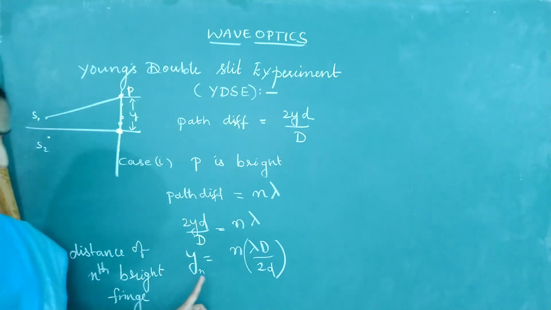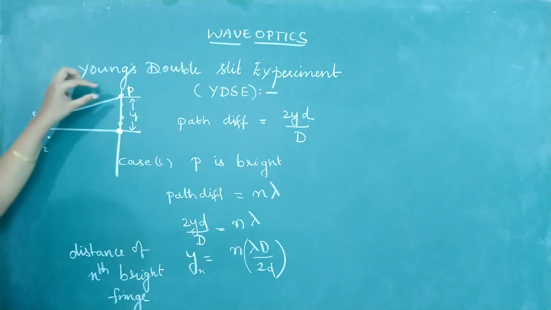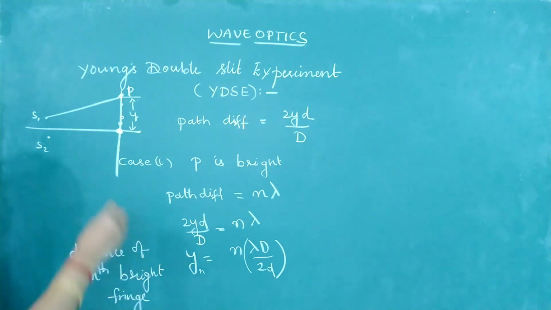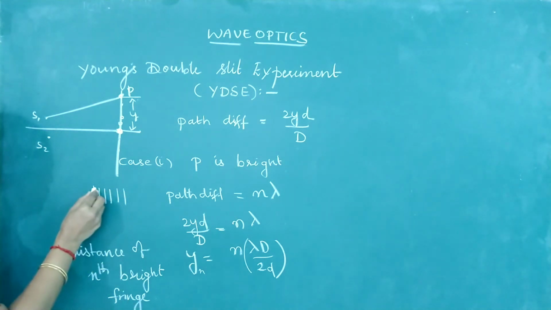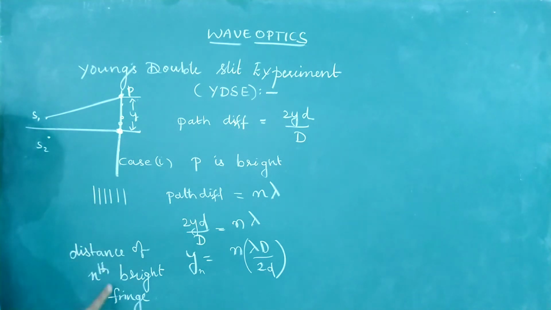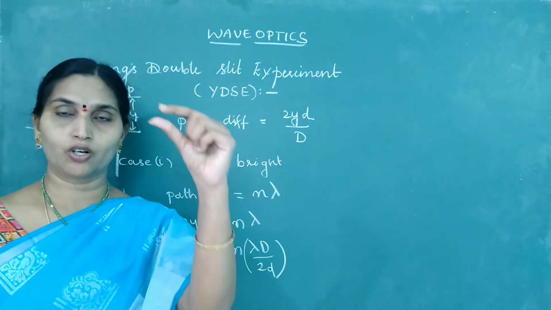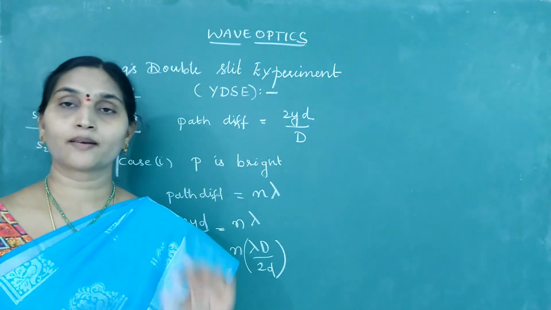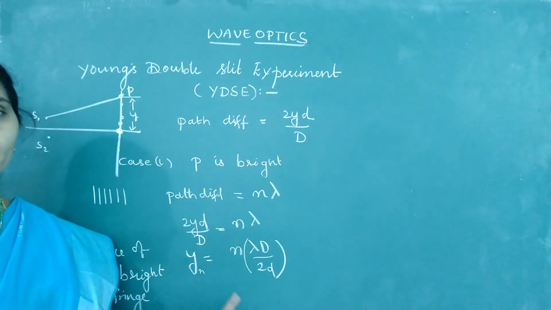And once you know the distance of nth bright fringe, you can find out the width of dark fringe. Because we have alternately arranged dark and bright fringes, between two consecutive bright fringes you have a dark fringe. So I'll find out the distance between nth bright fringe and n minus 1th bright fringe. That will give me the width of dark fringe. Again I repeat, between two consecutive bright fringes, we will have a dark fringe.